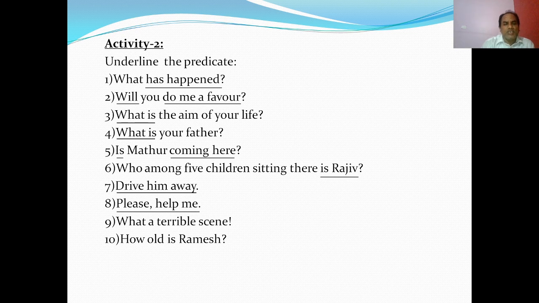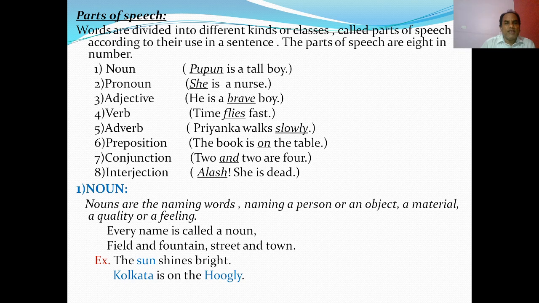What a terrible sin. This is the predicate here, what a terrible sin. And the subject is it. And the verb is also omitted. How old is Ramesh? Here, how old is the predicate, and Ramesh is the subject. Okay. I think you are clear. You can find out which one is the subject and which one is the predicate.